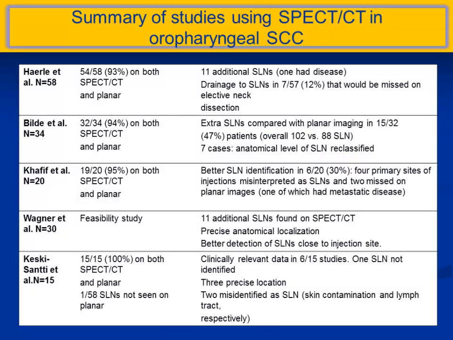So the current evidence is quite a lot of papers looking at it, and all the papers say they could pick up extra or additional lymph nodes, with better and precise anatomical localization and better detection of sentinel nodes close to the injection site. To summarize, they pick up more nodes. It is easy to localize nodes close to the injection site, and also to give the exact level of localization. Therefore the surgical time is reduced. The surgeon can easily tell whether it is anterior or posterior to the sternocleidomastoid, and then it's easy for him to just go and pick up the nodes at that site.